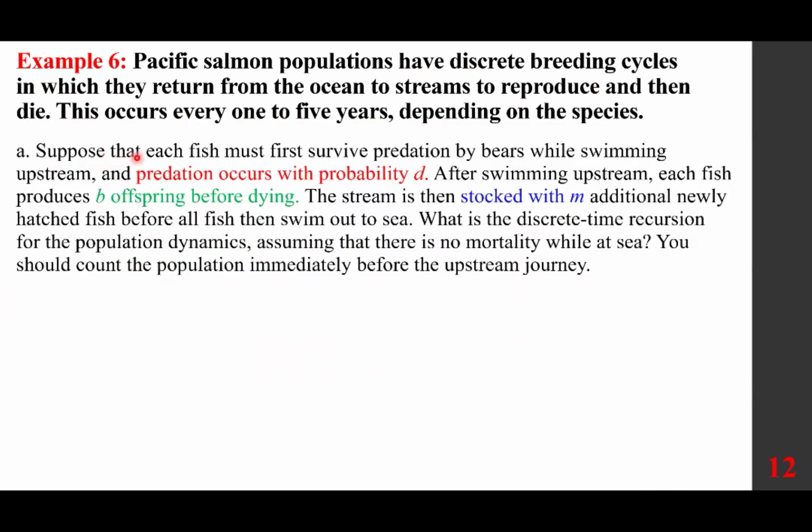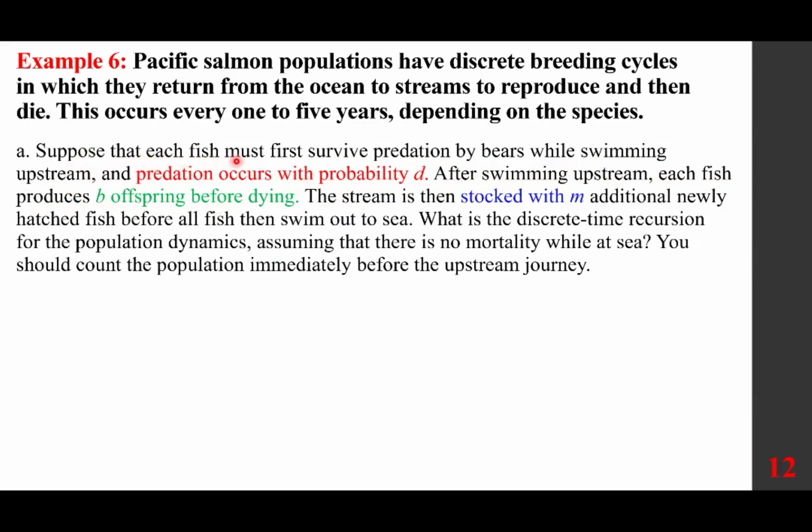Suppose that each fish must first survive predation by bears while swimming upstream, and predation occurs with probability D. The screen's a little blurry. After swimming upstream, each fish produces B offspring before dying. Let me read that. Maybe you have an internet problem.